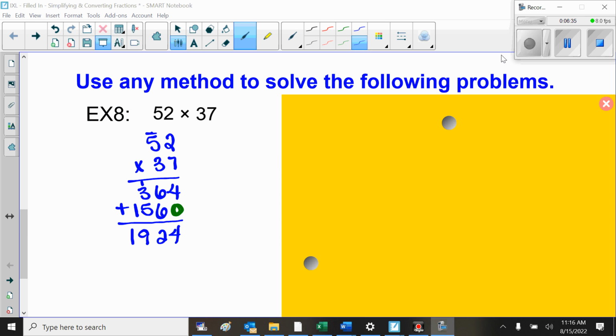So some of you solved this the traditional way. You multiplied, and this up here, I'm just crossing out my theory. So you multiply the 7 times the 52, you get 364. Then you have to add your placeholder, and then you multiplied the 3 times the 52, and then once you do that, then you add it. Is everybody clear?